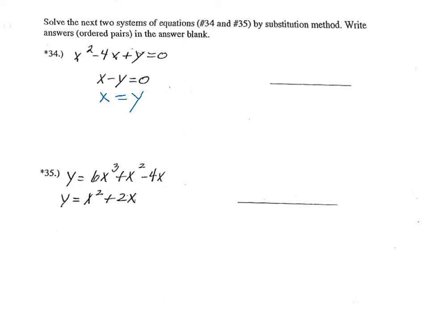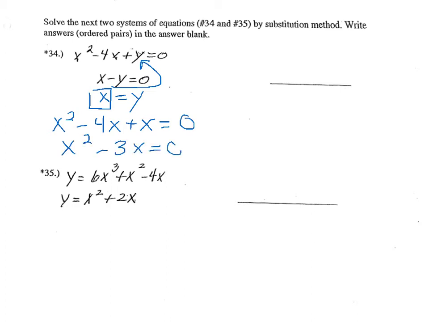Then we can take this x and use it to replace the y in the first equation to get x squared minus 4x plus x equals 0, or x squared minus 3x equals 0. Now to solve, we simply need to factor out an x to get x times (x minus 3) equals 0. And then we have two solutions, x equals 3 and x equals 0.